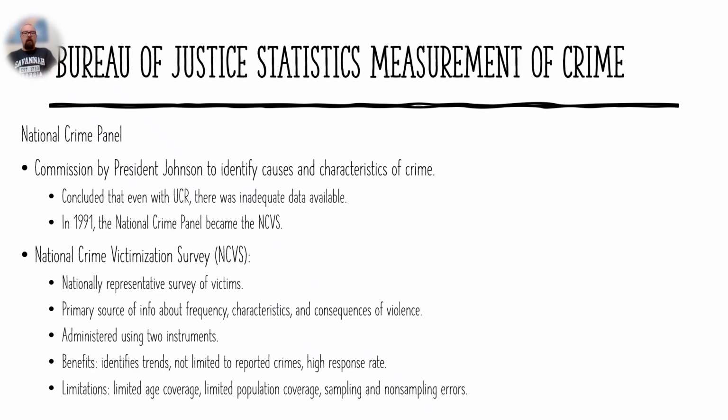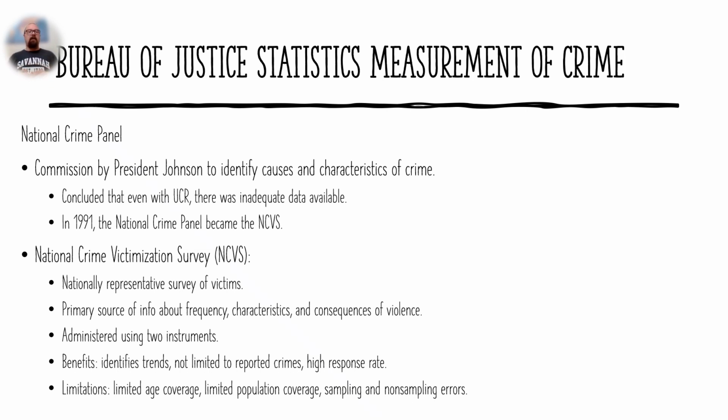All right, so now we're going to talk about the Bureau of Justice Statistics measurement of crime. And if you remember back to 2 slides ago, we know that that's going to be the National Crime Victim Survey. But the National Crime Victim Survey wasn't always called the National Crime Victim Survey. So President Lyndon Johnson concluded that the UCR provided inadequate data to inform policy recommendations. And he found that there were those 4 major issues with the UCR that we talked about. So he found that they needed an alternative.